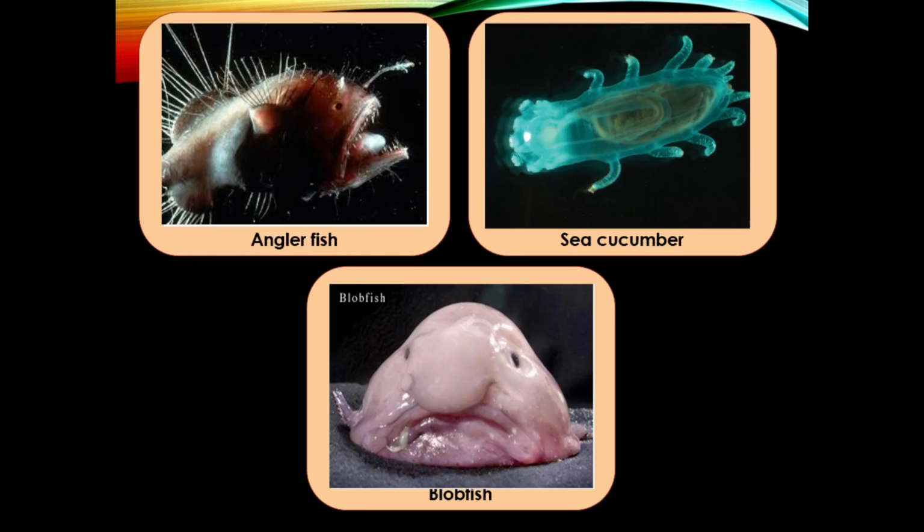I think you're already familiar with anglerfish and sea cucumber, but I would like to introduce you to this very unique fish. It's called the blobfish. Most scientists prefer to use this fish as a representative of the fishes that can be found in very high pressure conditions.